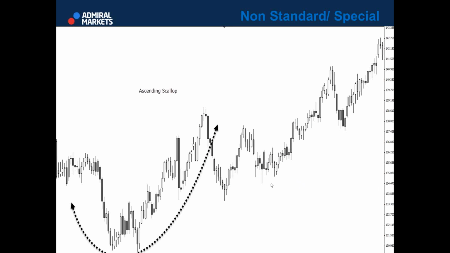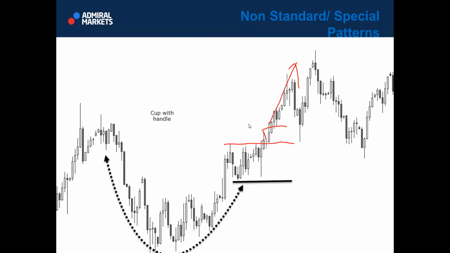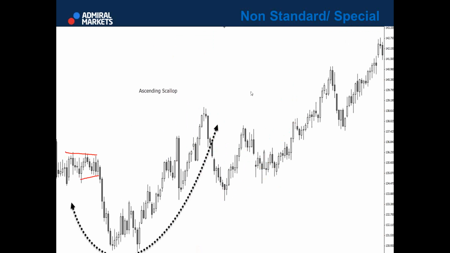Ascending scallop is not tradable, but it does tell you that the trend is to the upside. It looks like an inverted cup and handle. Look, this is cup and handle, and look at this. But you know how I say for this pattern? I say it looks like the letter J. J in English. Look. Ascending scallop. So it gives you the hint that the trend is to the upside.